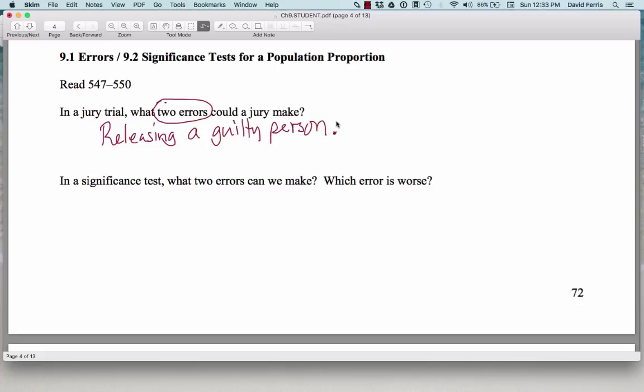That can happen if for some reason the evidence just wasn't convincing, and so they decide to say not guilty, but he really was guilty. There may just be not enough evidence to convict, and so that can happen sometimes. Another mistake that can happen, of course, is convicting an innocent person. And that's happened before.